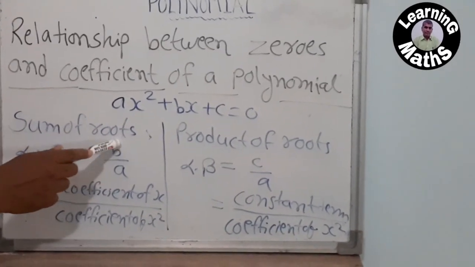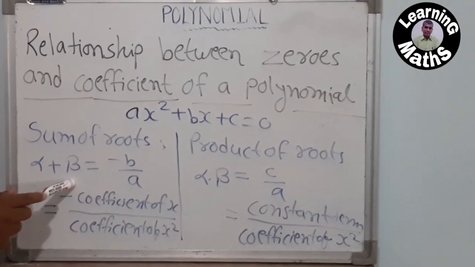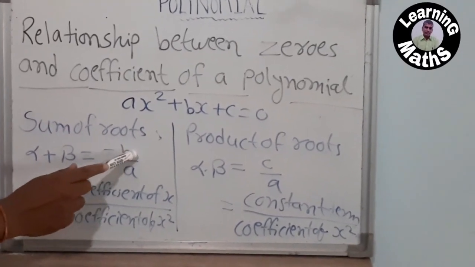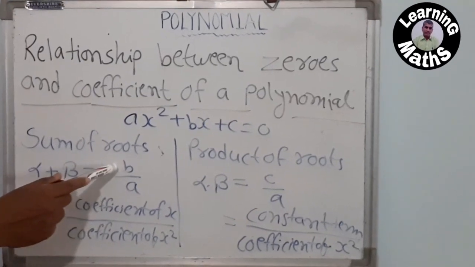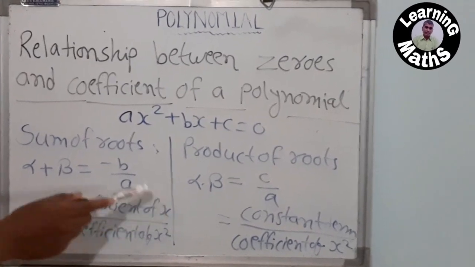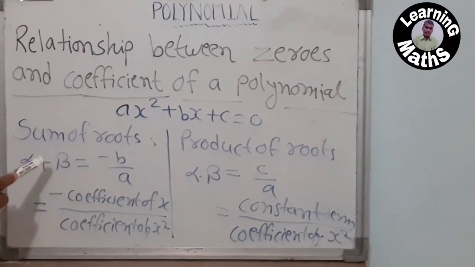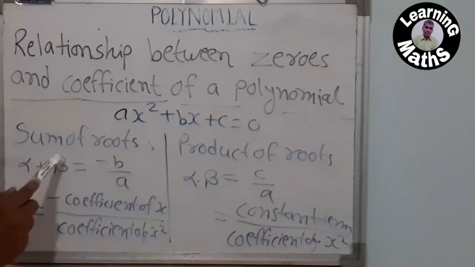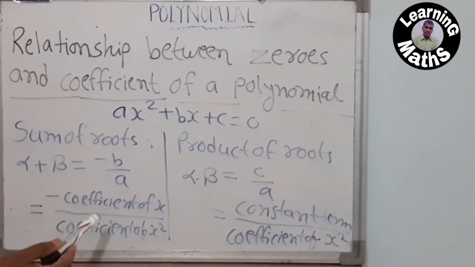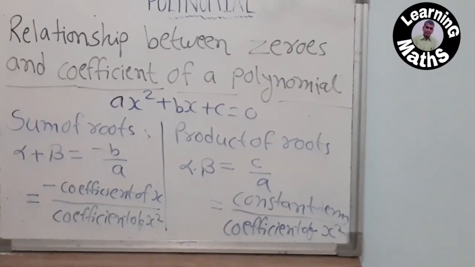Sum of roots. Suppose I have alpha as the first root and beta as the second root. So the sum of roots will be alpha plus beta equal to minus b by a. This is the formula. What is b here? B is the coefficient of x and a is the coefficient of x square. So the formula of alpha plus beta will be minus b by a. In other words, minus coefficient of x by coefficient of x square.